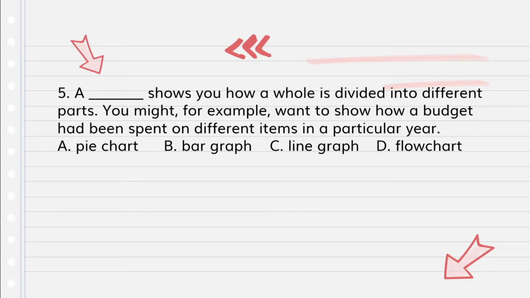Let's move on with number 5. A blank shows you how a whole is divided into different parts. You might, for example, want to show how a budget had been spent on different items in a particular year. Is it A, pie chart, B, bar graph, C, line graph, or D, flow chart?